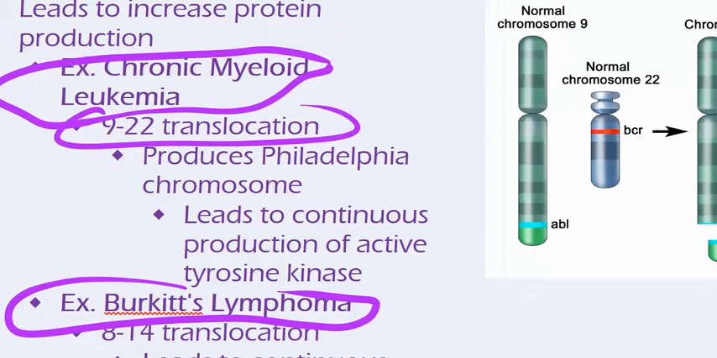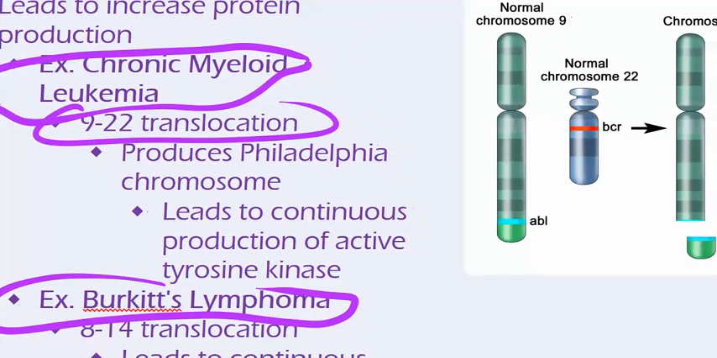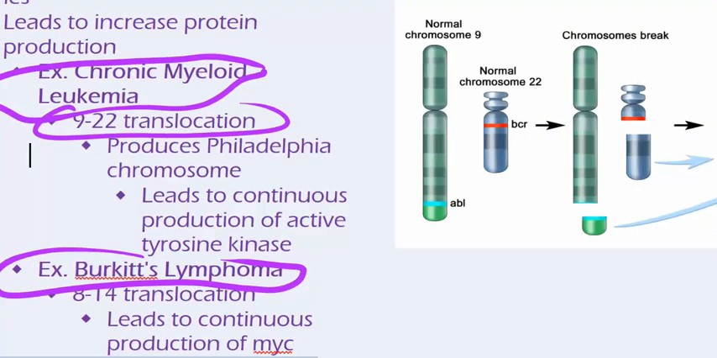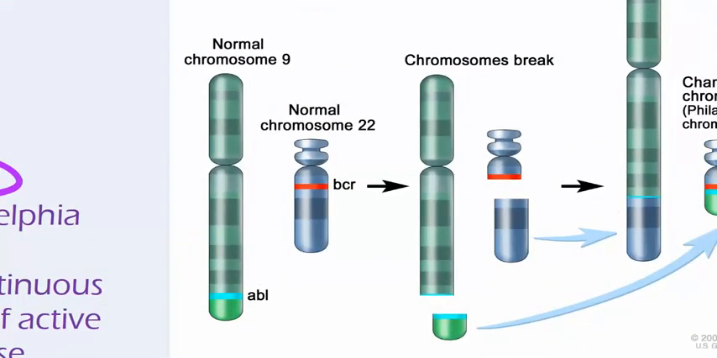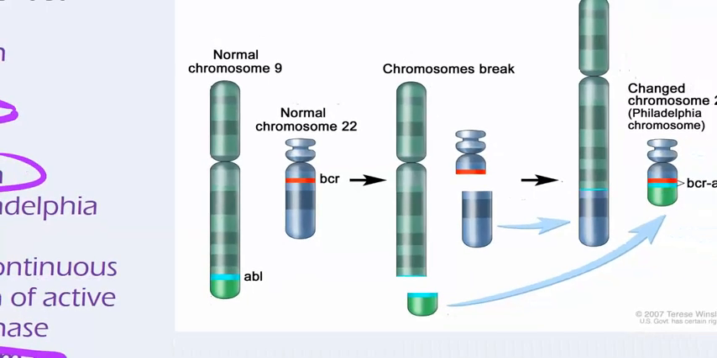translocation of between chromosome 9 and 22. All right. So here you have. I'm just looking at time. I don't want to hold you guys here too long.